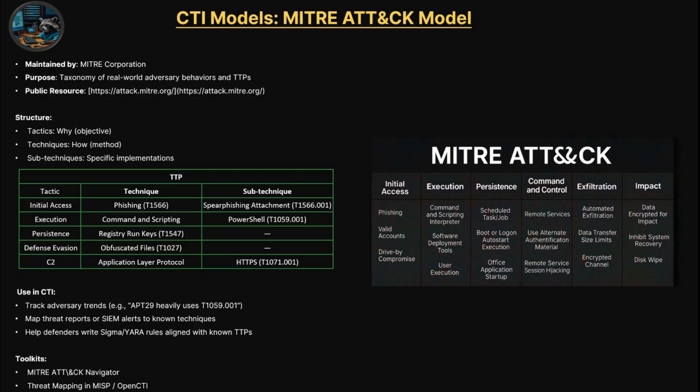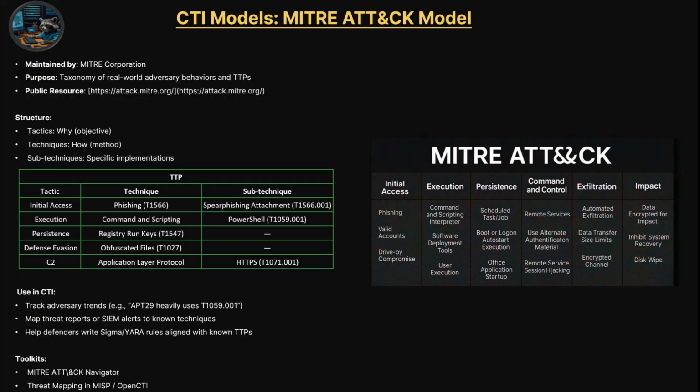Structure: tactics, the why, which means objective; techniques, the how, which means method; sub-techniques, specific implementation. So tactic is, for example, initial access, technique uses phishing, sub-technique, spear phishing attachment, and this is your complete TTP number. Okay. Then we have execution, command and scripting, which is under PowerShell. Then we have persistence, which is via registry keys. Then we have defense evasion, which is via obfuscated files. Then we have C2, which is application layer protocol, which means HTTPS.